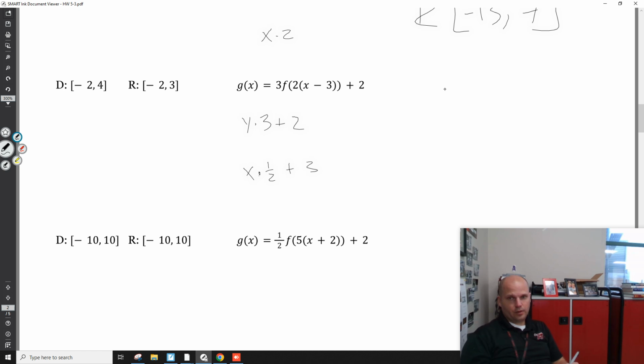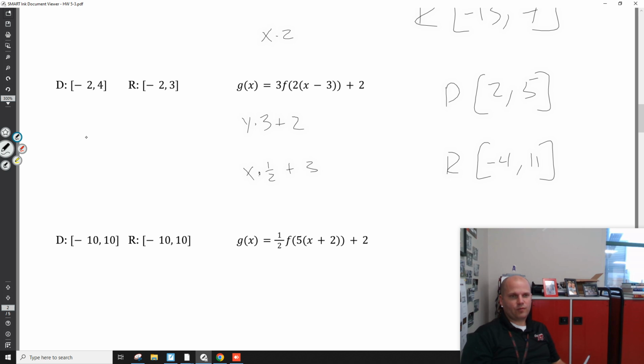You can always check too. I'll show you how we can check. Okay, so -2 times 1/2 is -1 plus 3 is 2. 4 times a half is 2. 2 plus 3 is 5. Negative 2 times 3 is negative 6 plus 2, negative 4. 3 times 3 is 9 plus 2 is 11.